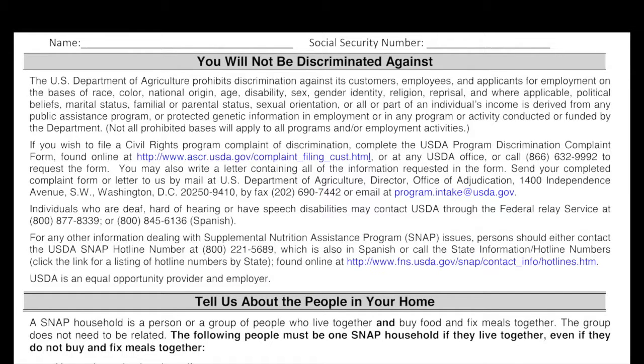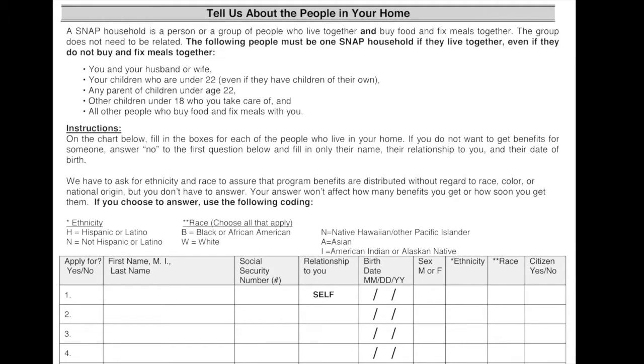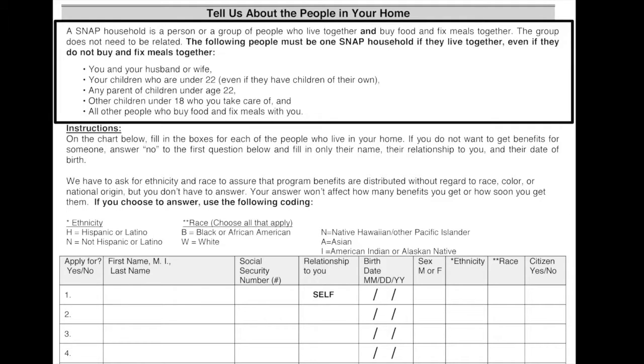On page 3, you must provide information regarding the client's household. You will list everybody in the household. Keep in mind that households for SNAP purposes are different than what we typically perceive a household to be. We typically think of a household as meaning everyone who lives under the same roof. In cases of SNAP, a household is defined by who buys and prepares the food together.